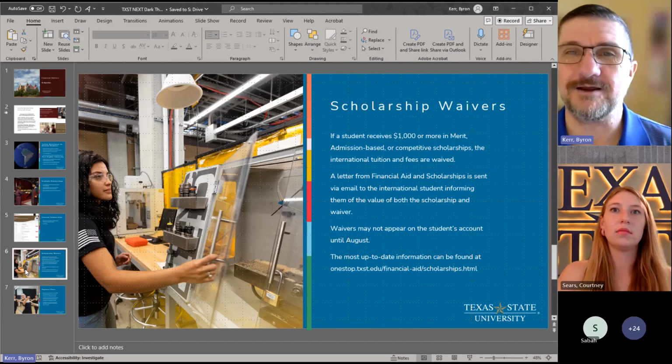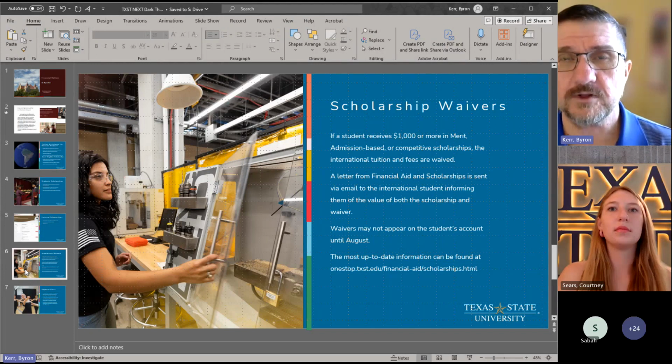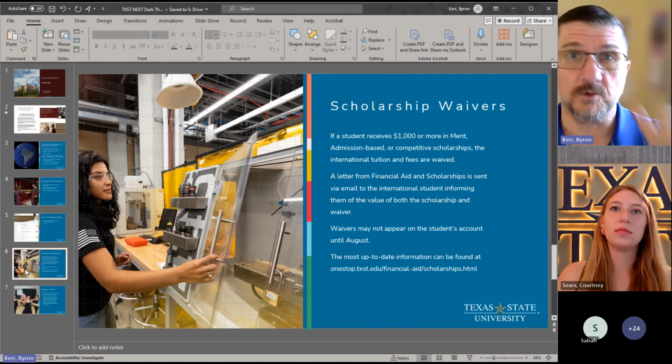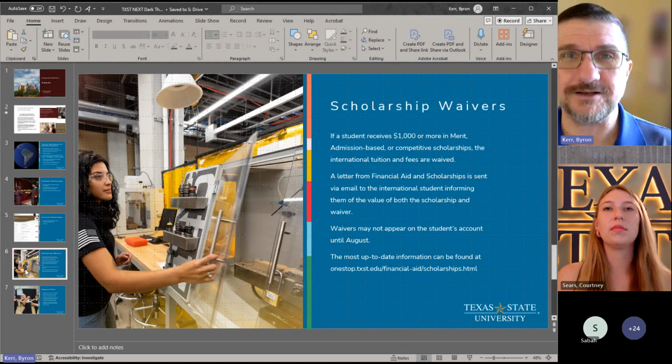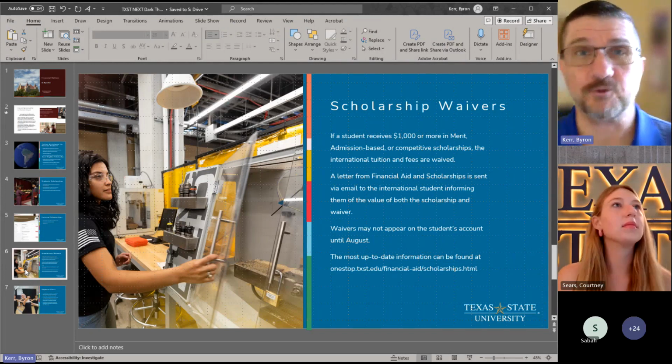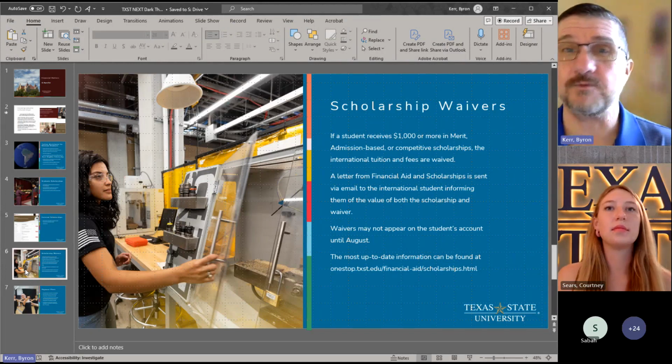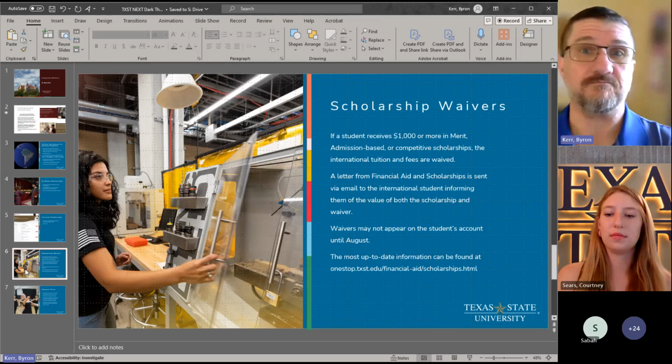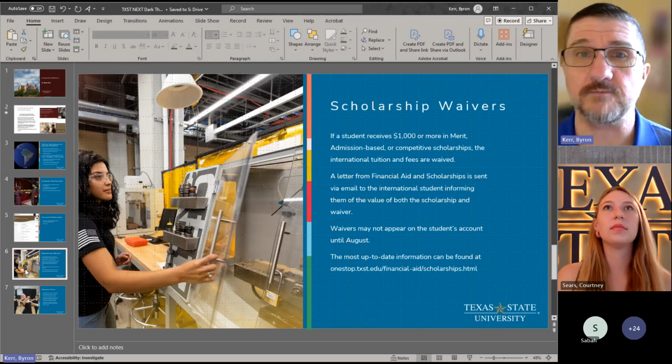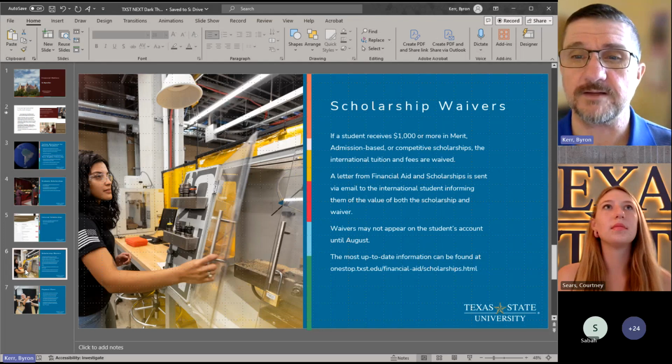If you don't see it there and you are expecting to see it, reach out to the Texas State One Stop. They'll forward it along to me and we'll get to the bottom of why you don't have one. If we need to get you one, we'll get you one. That's not a problem. We're always happy to help you with your paperwork as you come to Texas State University.